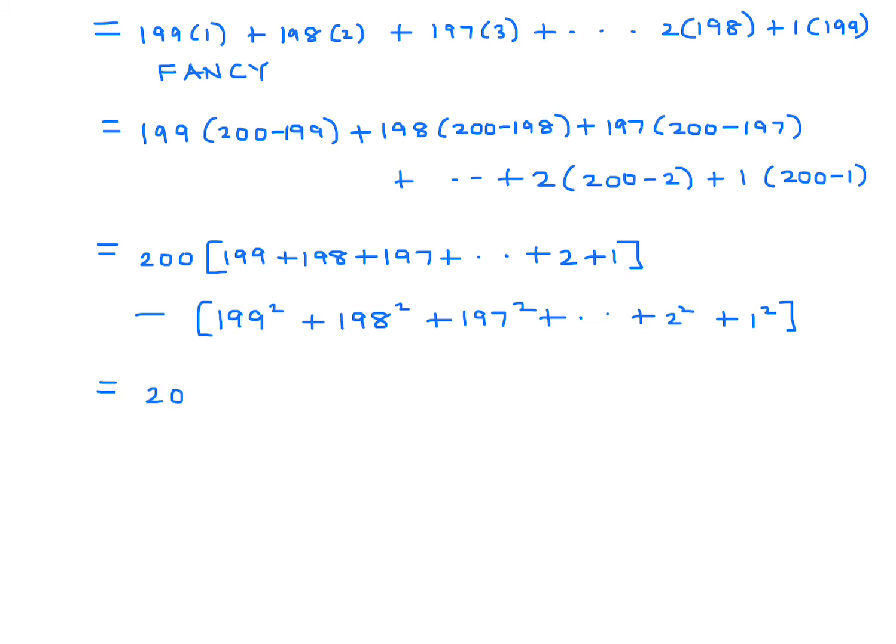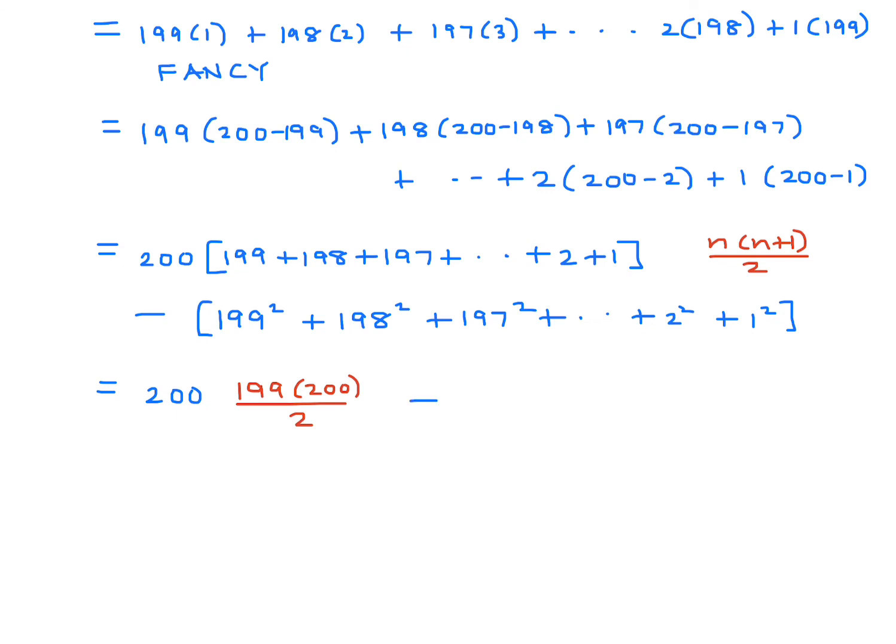Now this is much easier. This you can solve with that formula. I'm sure that one everybody knows. N times n plus 1 over 2, the sum of consecutive numbers. So that's just going to be 199 times 200 over 2.